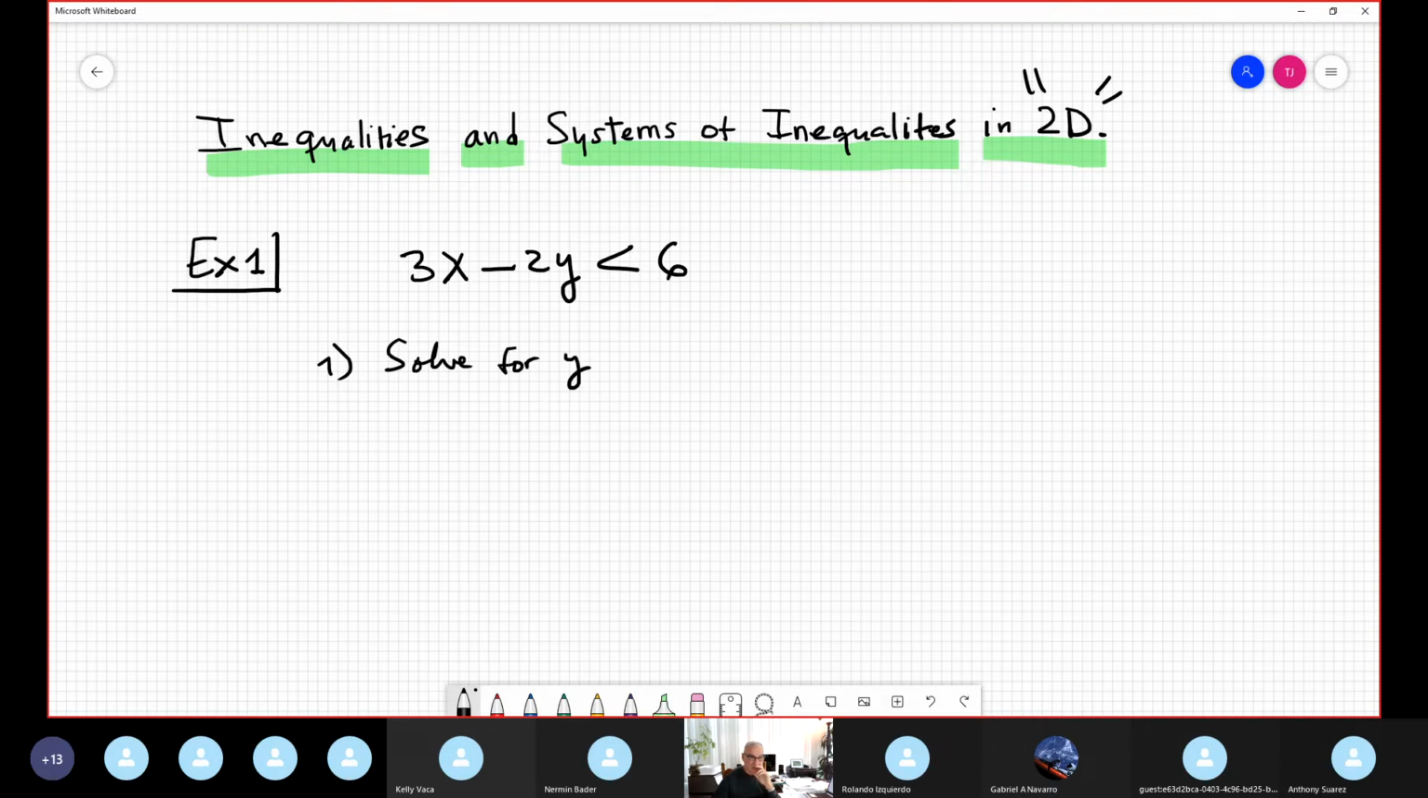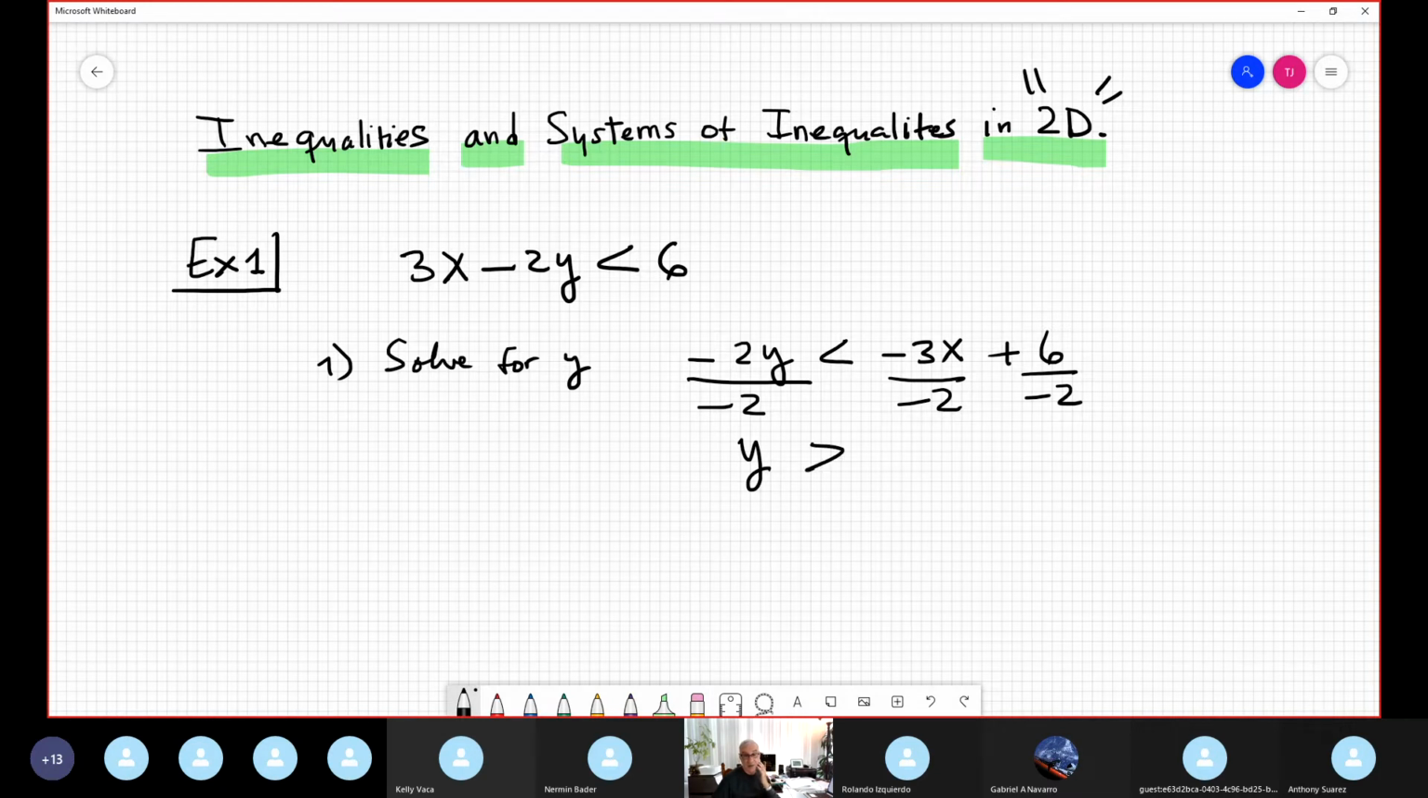Let's do it. It's minus 2y less than minus 3x. I move 3x to the right hand side, plus 6. Divided by negative 2, because my goal is to isolate the y. So y alone, and you need to know that when you divide an inequality by a negative number or multiply by a negative number, the sign of the inequality is reversed. So y is greater than 3/2 x minus 3. Okay? This is my first step.